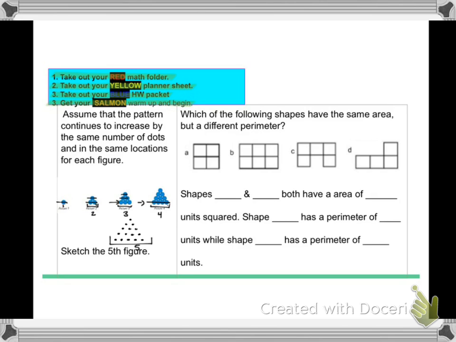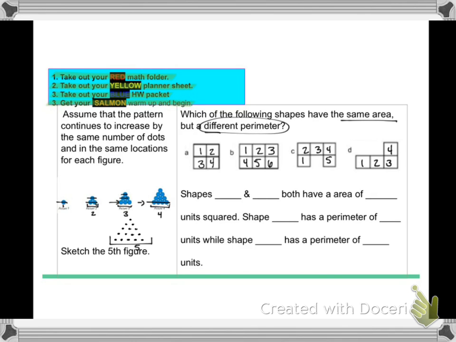Question 2. Which of the following shapes have the same area but a different perimeter? As I look at this, there's 1, 2, 3, 4 for this area. This one has 1, 2, 3, 4, 5, 6 as the area. Since I want to have the same area, I'm going to focus on that first. 1, 2, 3, 4, 5 as my area. 1, 2, 3, 4. So far, A and D have the same area.